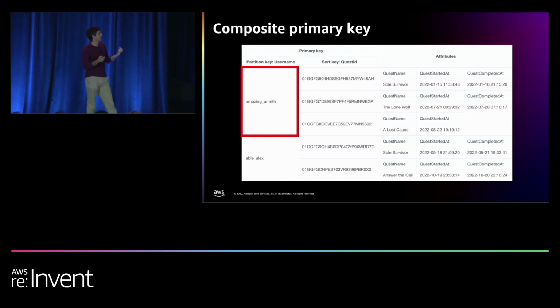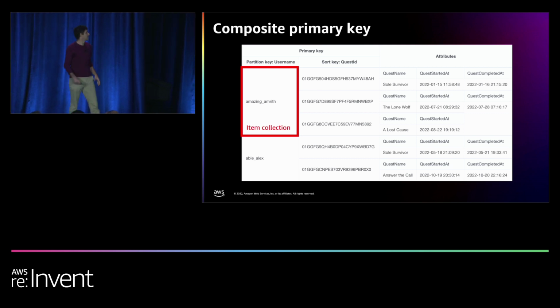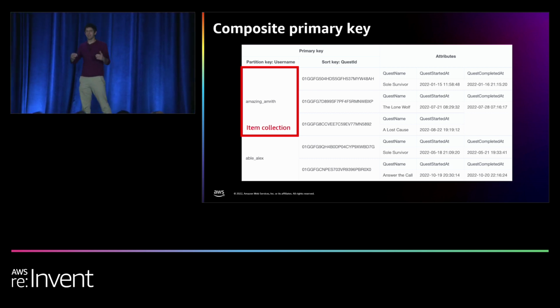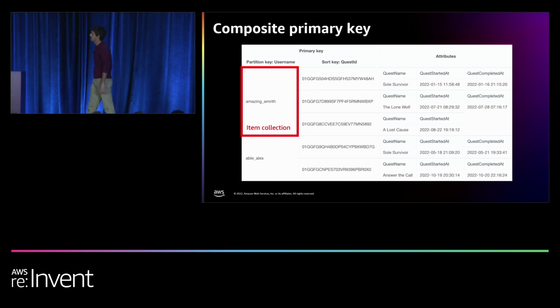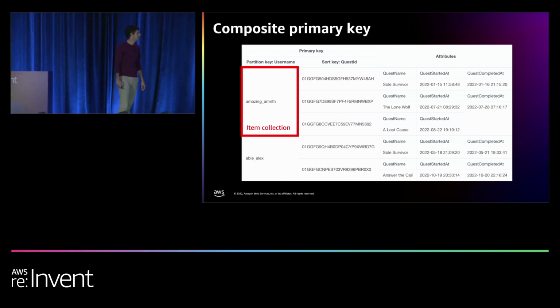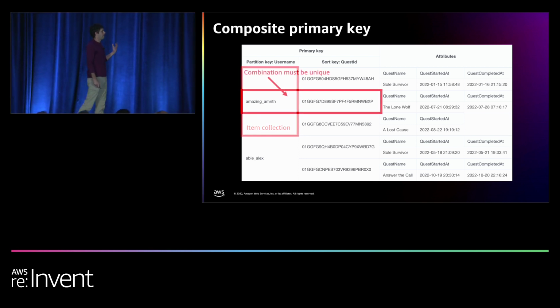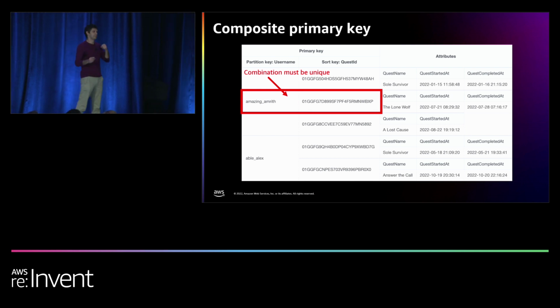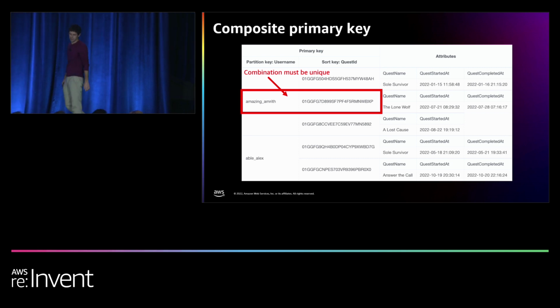But when you're working with that composite primary key, this is going to be called an item collection. So if I refer to an item collection, that refers to a set of items that have the same partition key. And while you can have records with the same partition key, it's the combination that still must be unique. So you can have records with the same partition key, but the sort keys need to be unique within that combination.